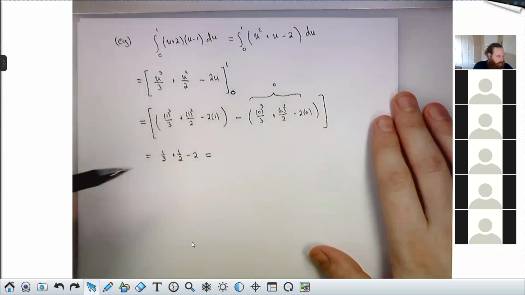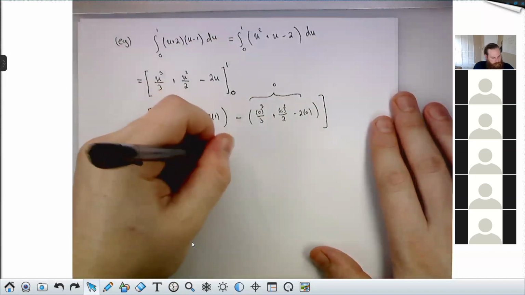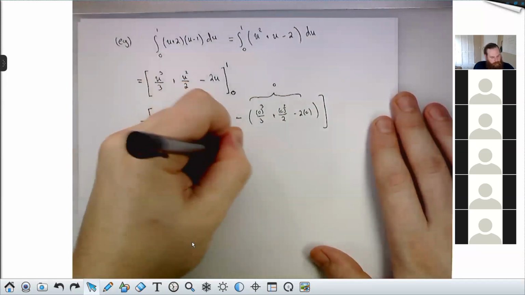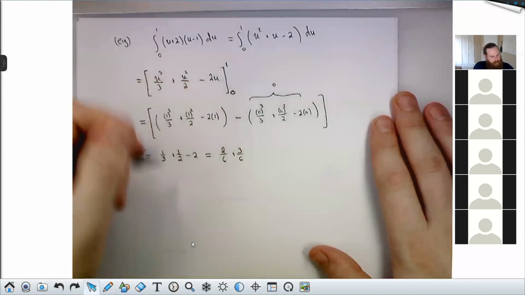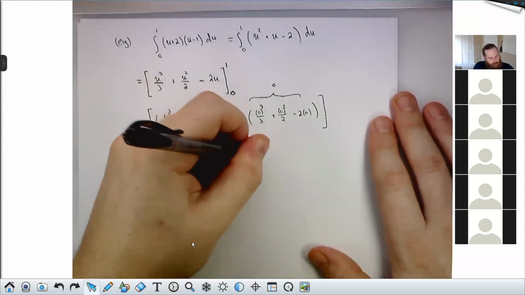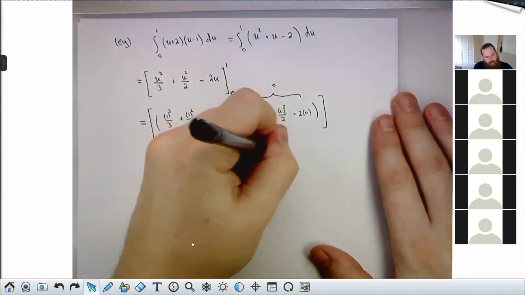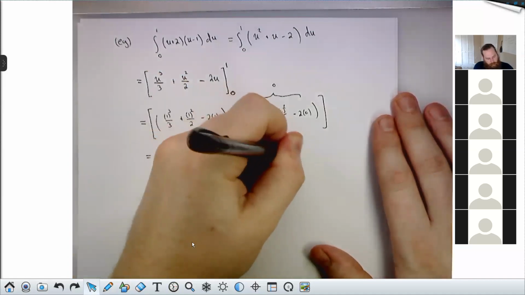So if I put 1/3 and 1/2 together, my common denominator there would be 6. That's 2/6 plus 3/6, and then 2 as a ratio over 6 is 12/6. 2 plus 3 is 5. 5 minus 12 is -7. So this is -7 over 6.